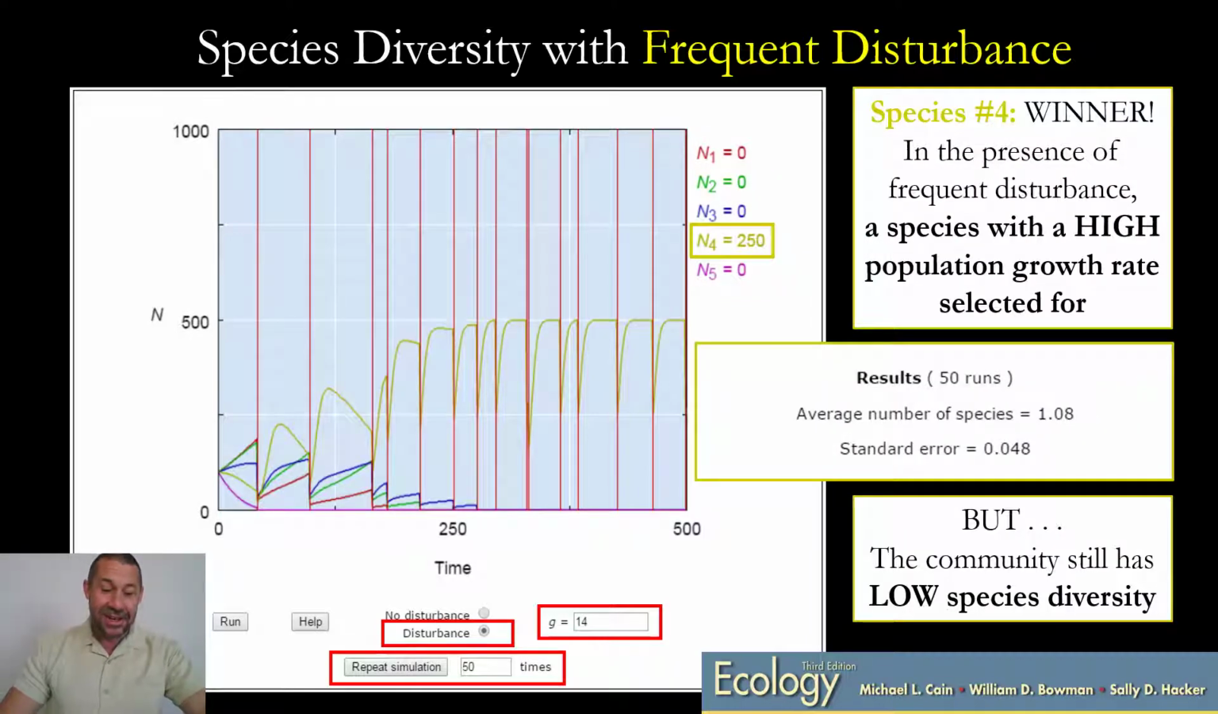You're right. With high disturbance, in some iterations, species 4 wins, like you see here. In some iterations, species 5 wins out. There's stochasticity or randomness built into these simulations. But the point here is with lots of disturbance, frequent disturbance, most species are being locally extirpated. You can see with 50 runs, we average just 1 species maintained.